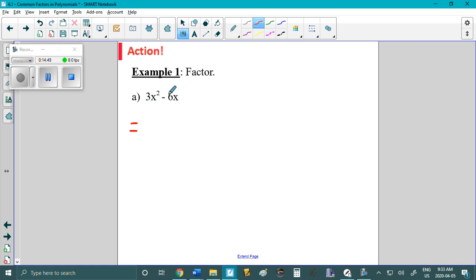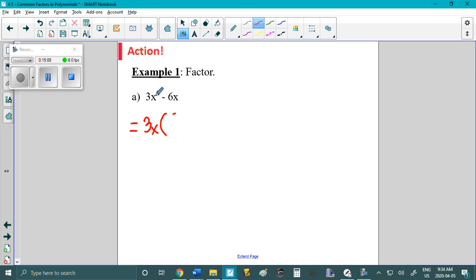So I look at the number part first. 3 and 6. I'm going to ignore the sign for a second. 3 and 6, obviously 3 divides into both. That's the biggest number. And let's look at the variable part. We've got x squared and we've got an x. They both have x's, so I'm going to take an x out of both.